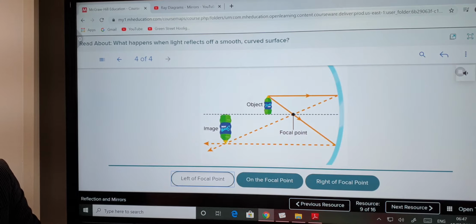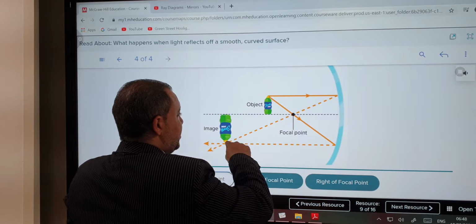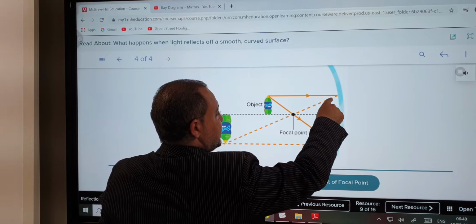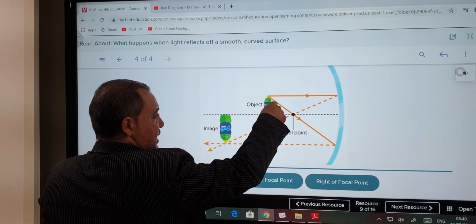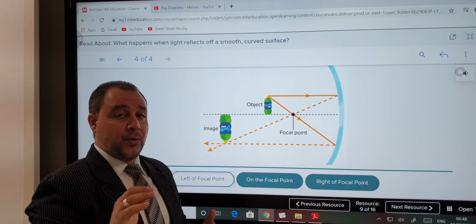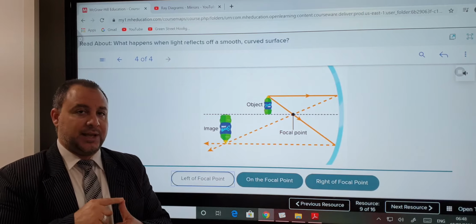First, it's a real image. Why? Yes, because it's produced from the intersection of reflected rays. This incident, this reflected. This incident, this reflected. So the image is formed from the intersection of reflected rays, so it's called a real image, not virtual.